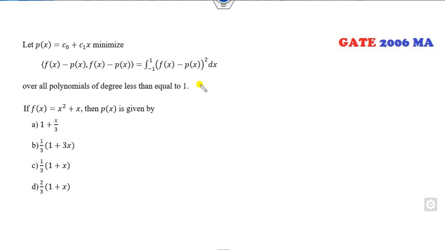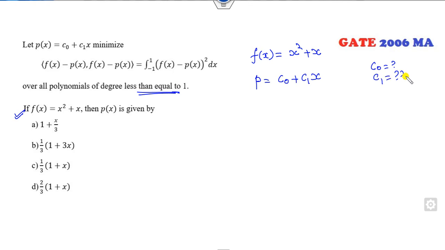Now look at this other one. This is similar to the previous one, and in this case f is given to you. Your polynomial is p equals C0 plus C1x, with degree less than or equal to 1. Your target is to find C0 and C1. There is no issue. What are the bases of this? 1 and x. So I can simply take C0 plus C1x.